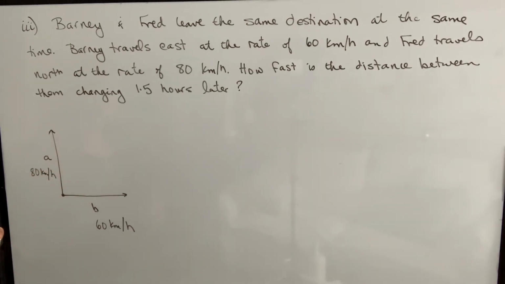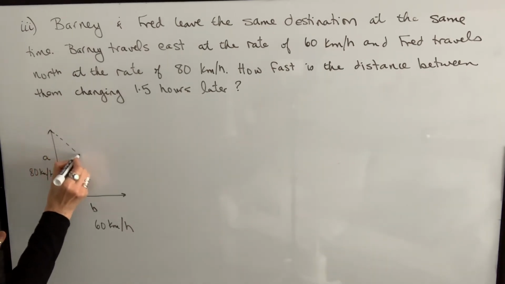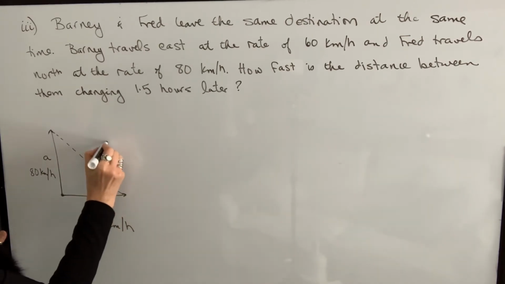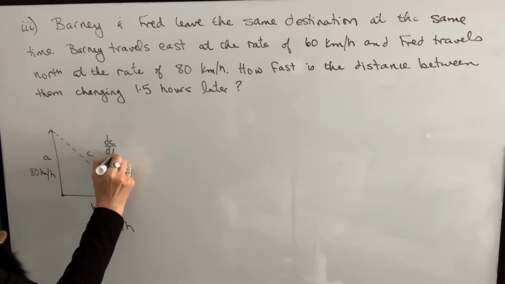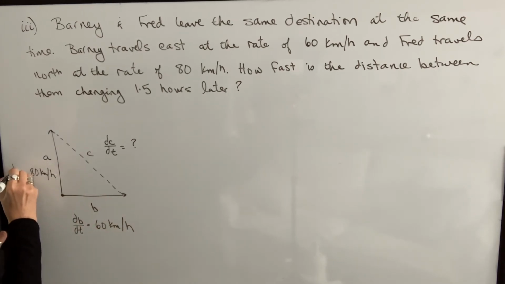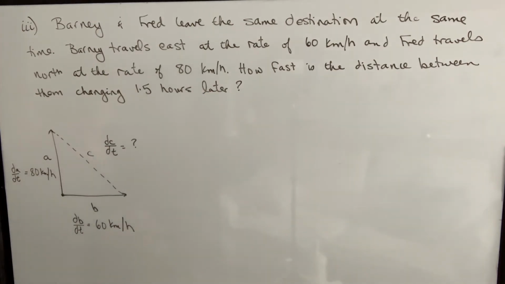How fast is the distance between them changing? So that would be this distance between them here. So we want to know how fast this is changing. I'm going to call that C. So I want to know dC/dt, and I know dB/dt, and I know dA/dt, 1.5 hours later.